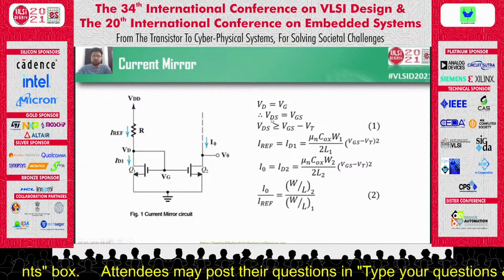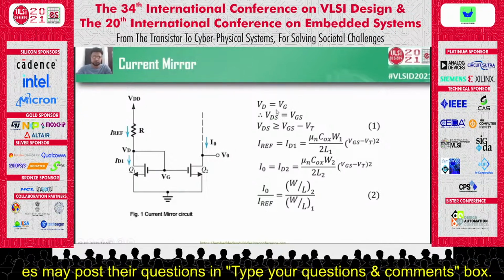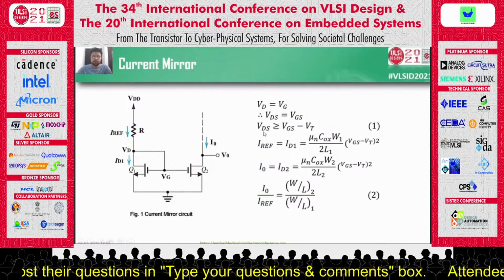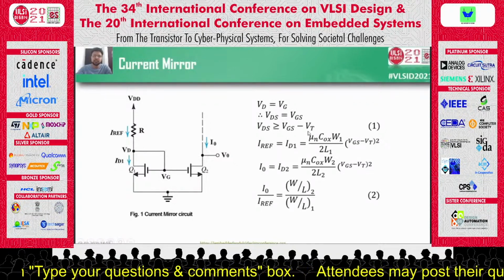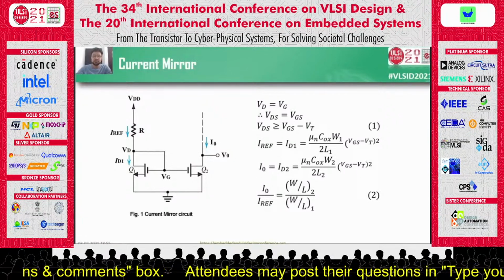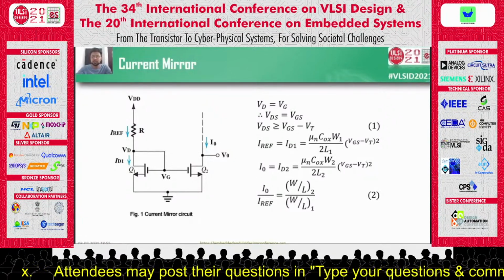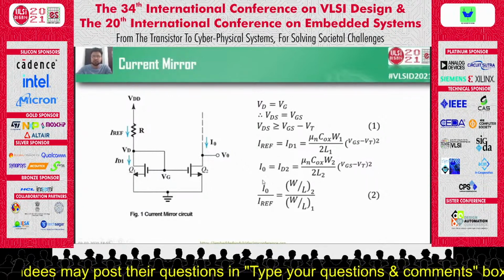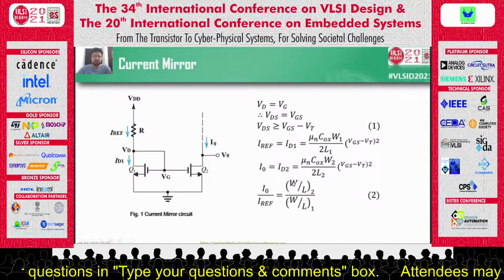So that we can write VDS, that means the drain to source voltage is equivalent to the gate to source voltage. From where we can write VDS greater than or equal to VGS minus VT. So VT is nothing but the minimum voltage at which the transistor starts operating. That means it is a saturation region. So after solving these equations, we can get I naught equivalent to the I reference current, other than these aspect ratios.